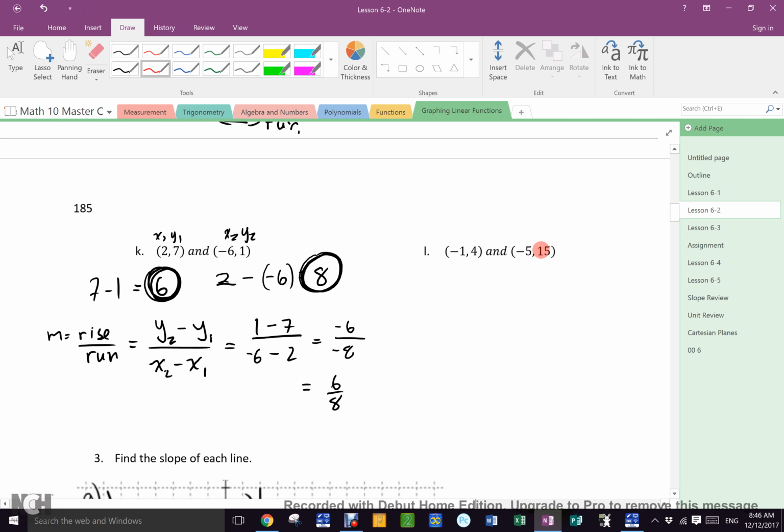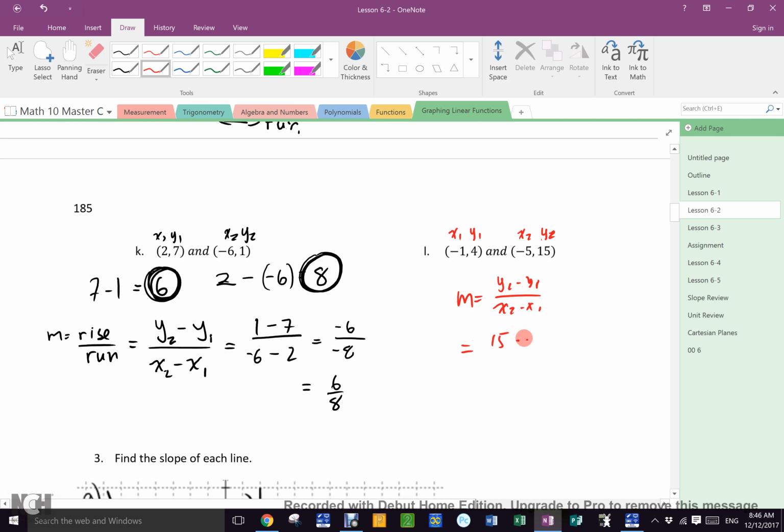Which one of those are you going to make x2 and y2? First of all, does it matter? No. But which one do I like to use just because? I like to make the first guys the 1s and the second guys the 2s. If I write that down, is it possible to screw up your slope? Not really. What's y2? So m equals y2 minus y1 over x2 minus x1.